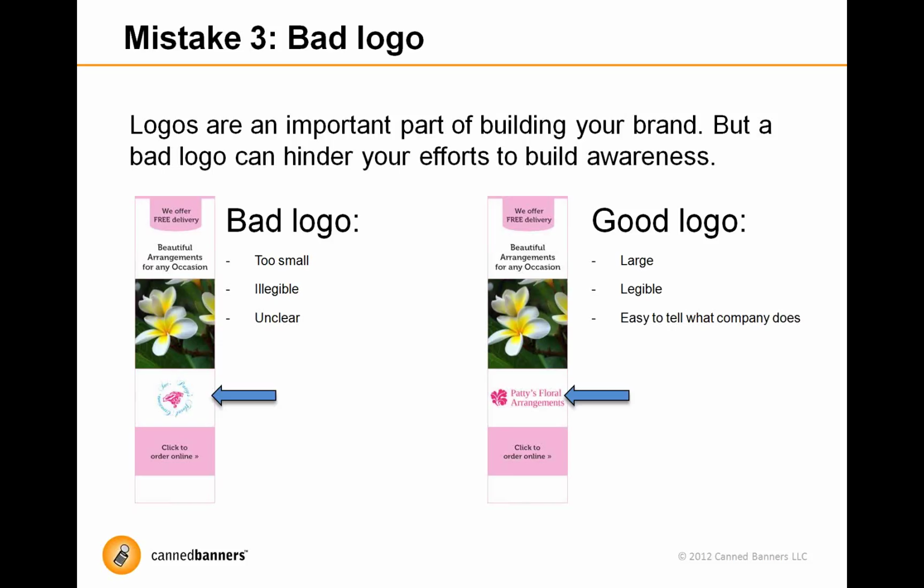So the ad on the left has the same company name as the ad on the right. It's Patty's Floral Arrangements, but the ad on the left is virtually illegible in a banner ad unless you look really, really closely. Whereas the ad on the right, it's pretty clear what Patty's Floral Arrangements is. And because most people aren't focusing on banner ads for a very long time, you want to make sure that your ads are just super clear in a split second.